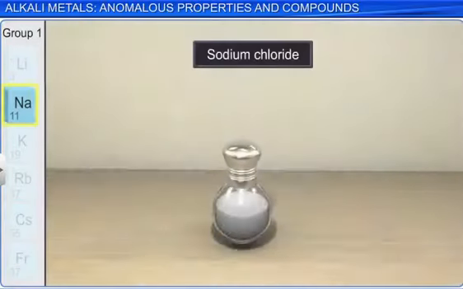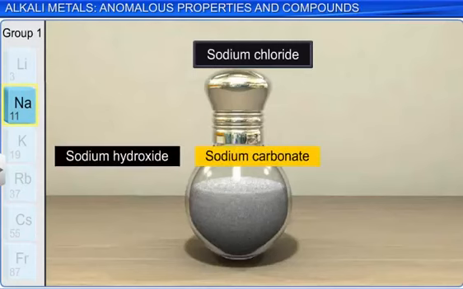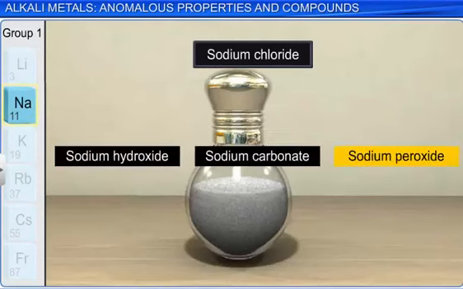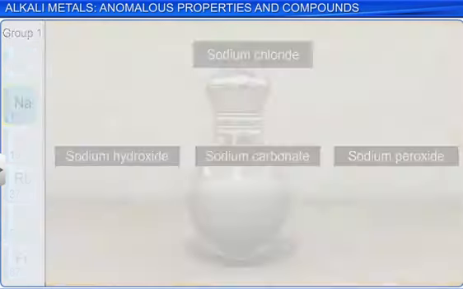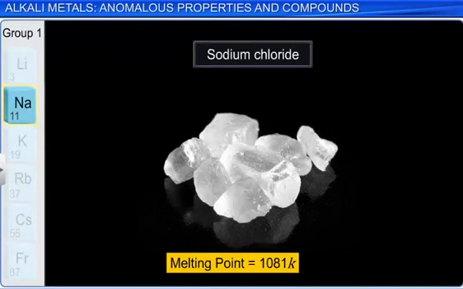Sodium chloride is commonly used as table salt and in the preparation of other compounds that contain sodium, such as sodium hydroxide, sodium carbonate, and sodium peroxide. Like other ionic crystals, sodium chloride has a high melting point of 1081 Kelvin. The photograph here shows a halite crystal, which is a naturally occurring form of sodium chloride.